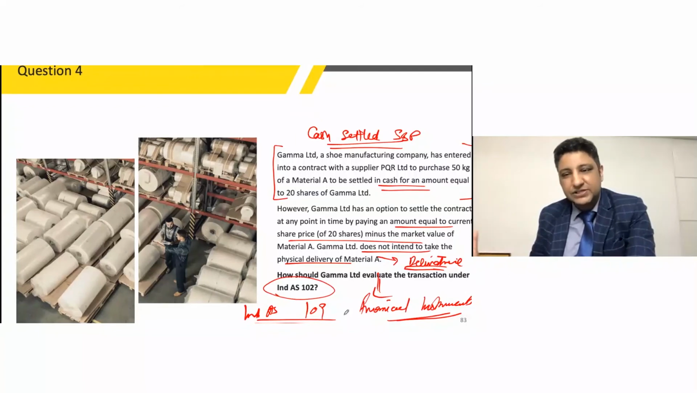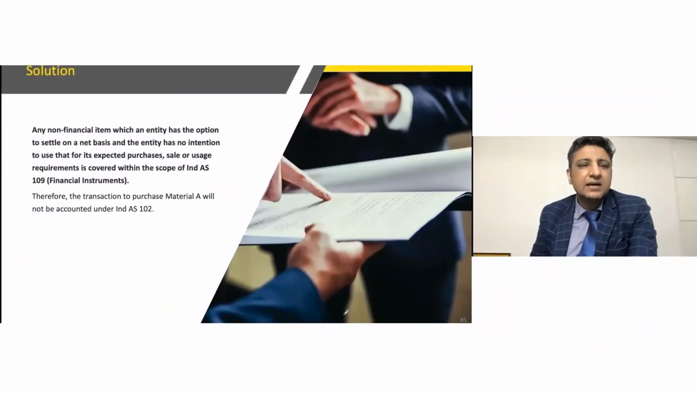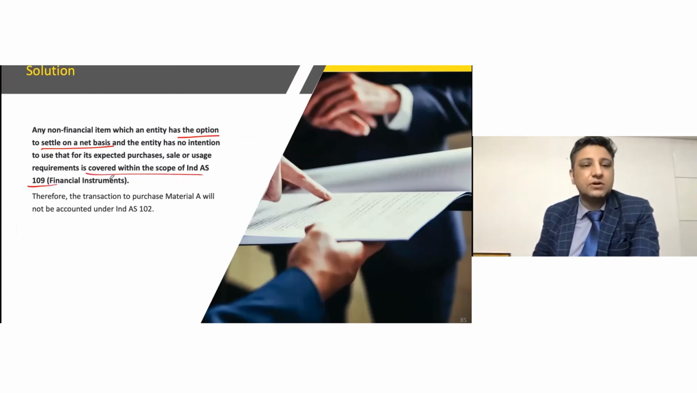So, tricky question. The examiner probably expects you to be thinking on the lines of share-based payments. Don't get carried away by that. You need to remember the scoping aspects in this case. All right. Let's have a look at the formal solution. It says that any non-financial item which an entity has an option to settle on a net basis is not covered by Ind AS 102, but of course it is covered by Ind AS 109, that is financial instruments. All right.